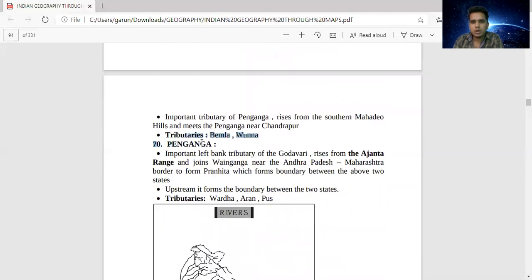70th river is Penganga. Important left-wing tributary of Godavari, it rises from the Ajanta range and joins Venganga near the Andhra Pradesh and Maharashtra border to form Pranahita, which forms the boundary between the above two states. Its tributaries are Wardha, Aran, and Pus.